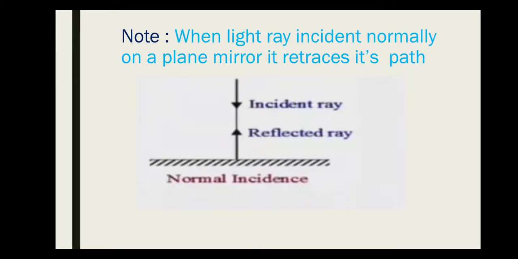See here, note. When a light ray is incident normally on a plane mirror, it retraces the same path. Whenever the light ray falls on the mirror, what happens? It retraces back in the opposite direction. That is called retracing. Any light ray incident normally on a plane mirror must retrace back.